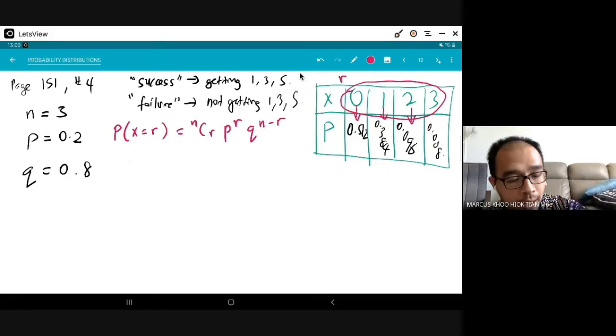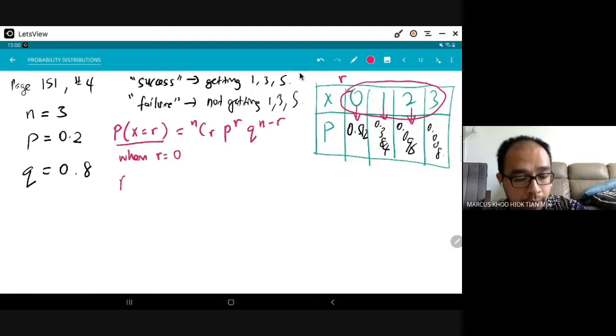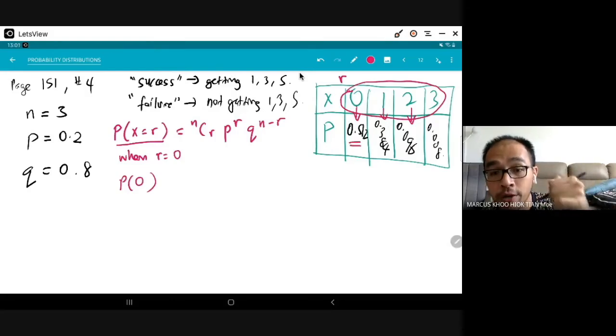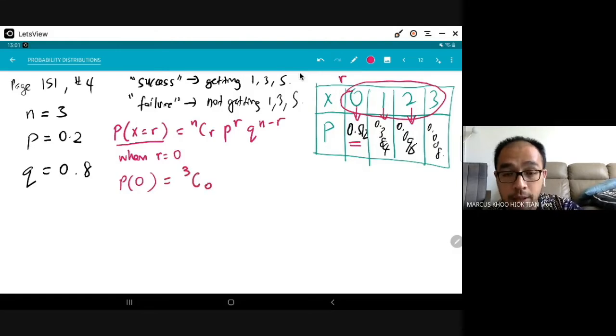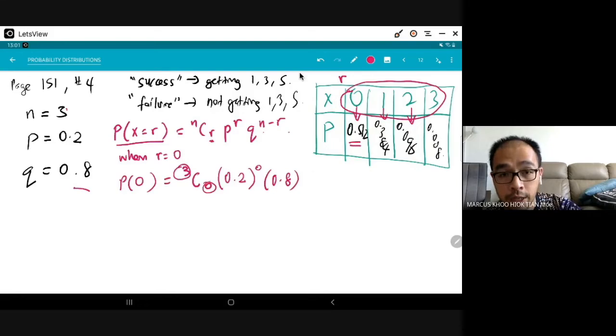So, when r equals to 0, okay, I'm going to shortcut this by writing P0. Sama lah maksudnya. Okay, when r equals to 0, P0 means kamu langsung tidak dapat 1, 3 and 5. Okay, kita mengharapkan jawapan 0.512. Okay, so it will be 3C0. Okay, our n is 3. Our r is 0. p is 0.2. 0.2 to the power of r is 0. 0.8 to the power of n minus r. 3 minus 0 will be 3.